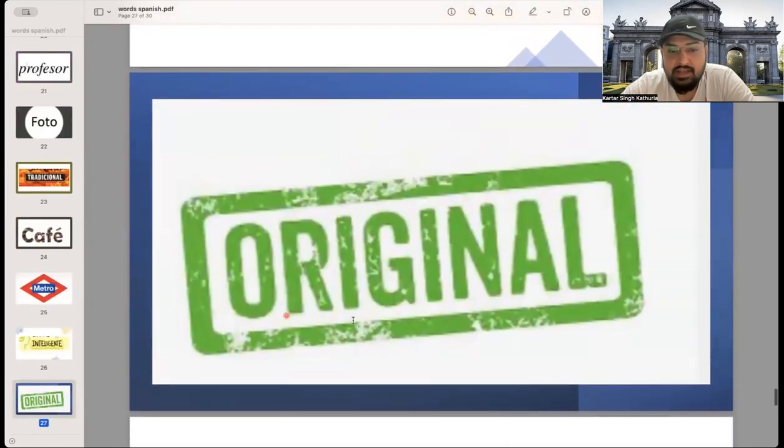And the last one. Original is, as G is a J sound, so original. Original. So you can watch the video over and over again, and I hope it has been helpful to you to work on your pronunciation.